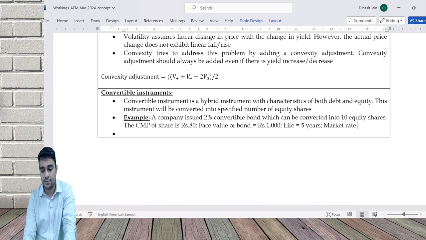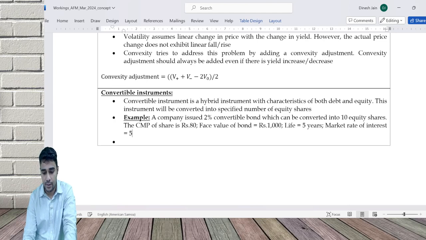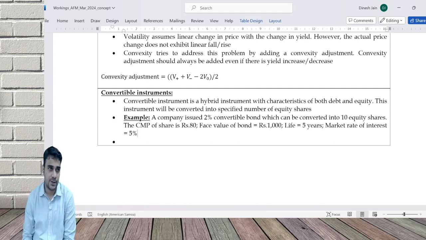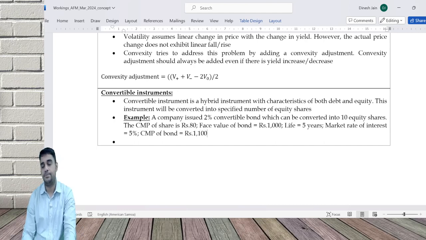Market rate of interest is 5%. Ideally, you should pay 5%, but you're paying only 2%. Current market price of bond is 1100. You can leave a line or two. I may add extra information, because depending on different terms I may need some more information. If I need something extra, I'll tell you to add it in the example.